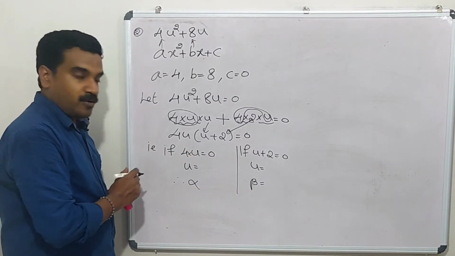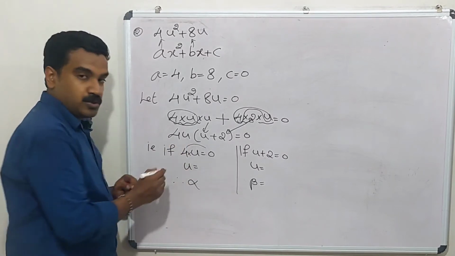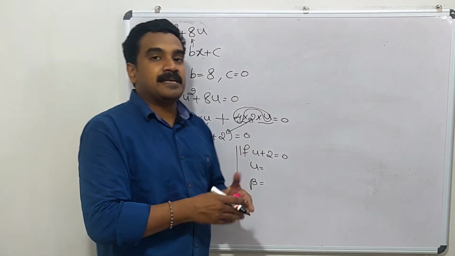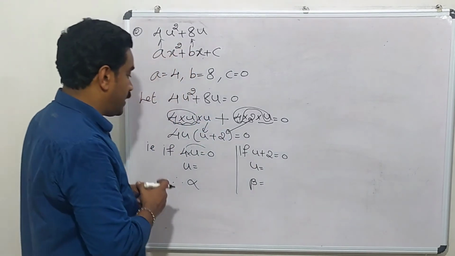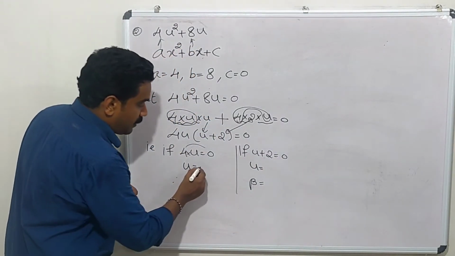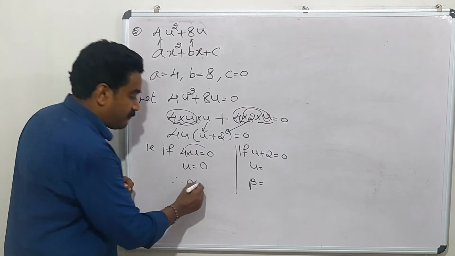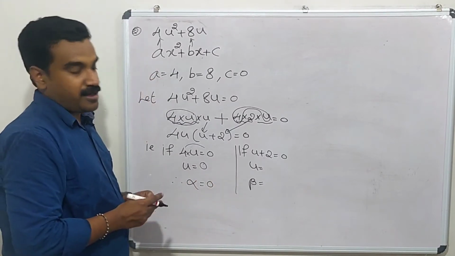Then what is the value of u? Bring this 4 to here, into 4. Changing that side means it becomes divided by 4. That is 0 by 4. What is 0 by 4? 0 by 4 is 0. So you can write alpha as 0.